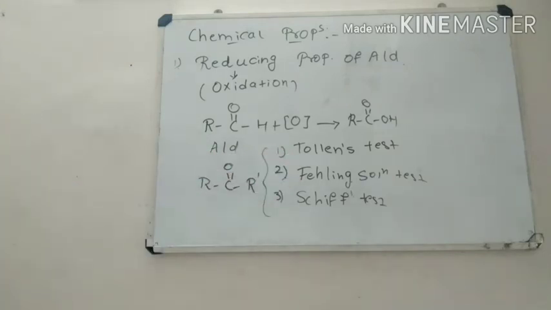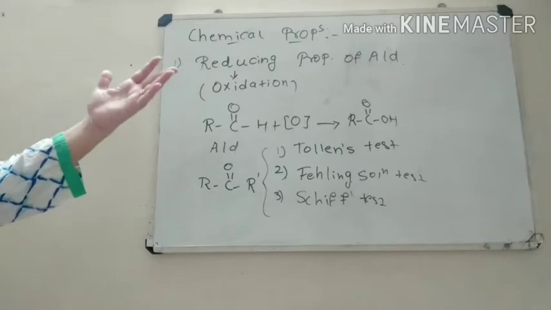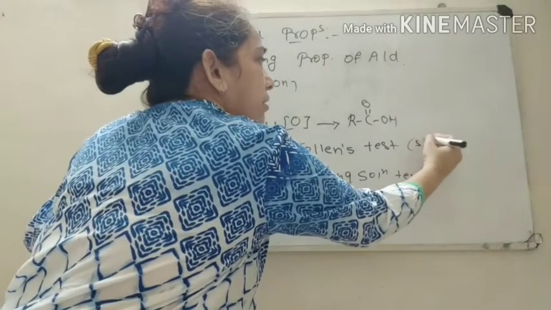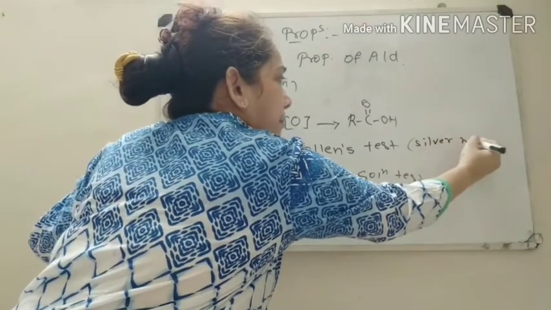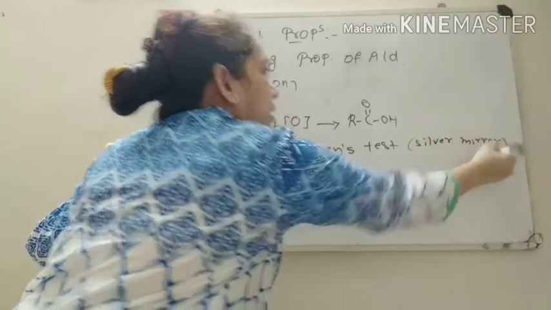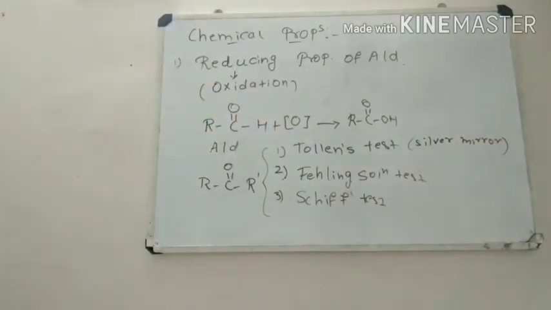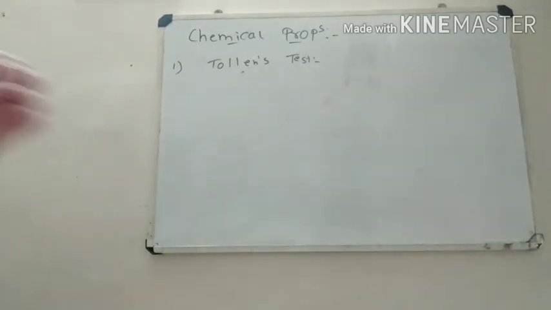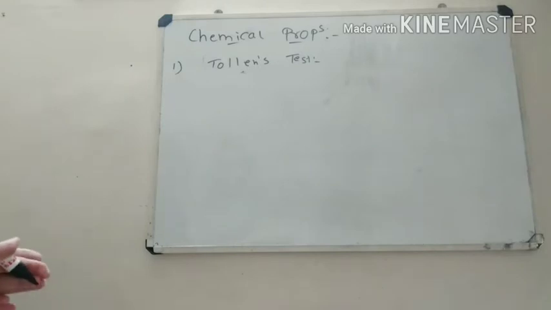Tollens reagent, we can say, is also the silver mirror test. Another name is the silver mirror test. So we will see them one by one. The first one, let us start with the Tollens reagent test. Let us start with the number one reducing property, that is the Tollens reagent test.